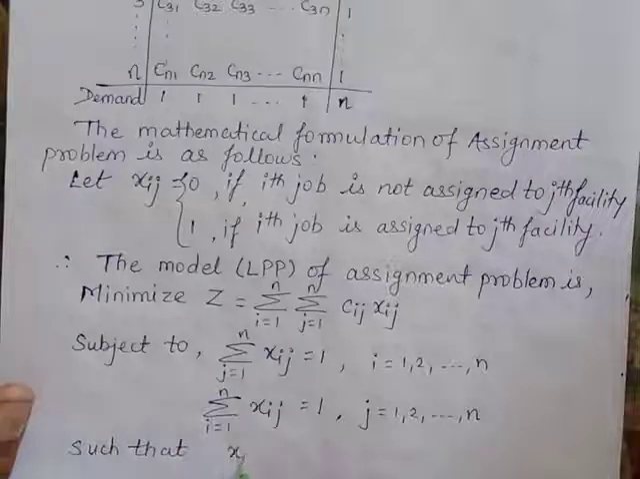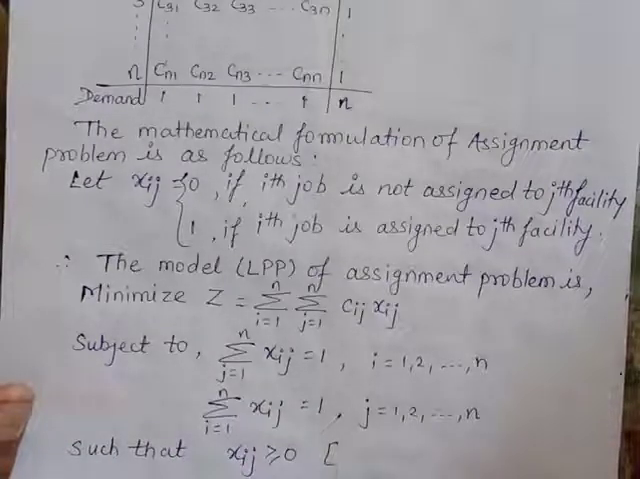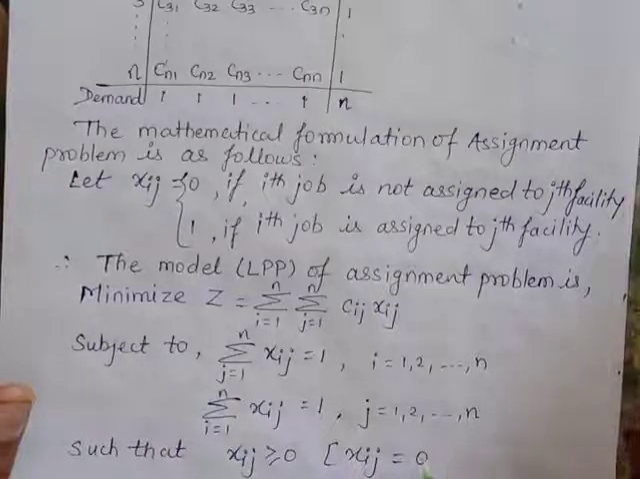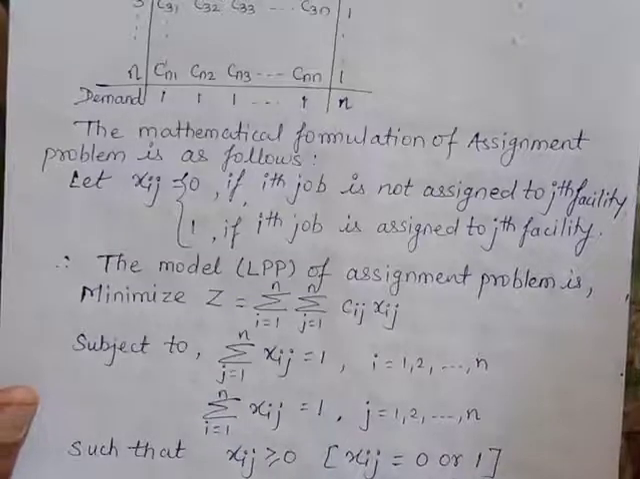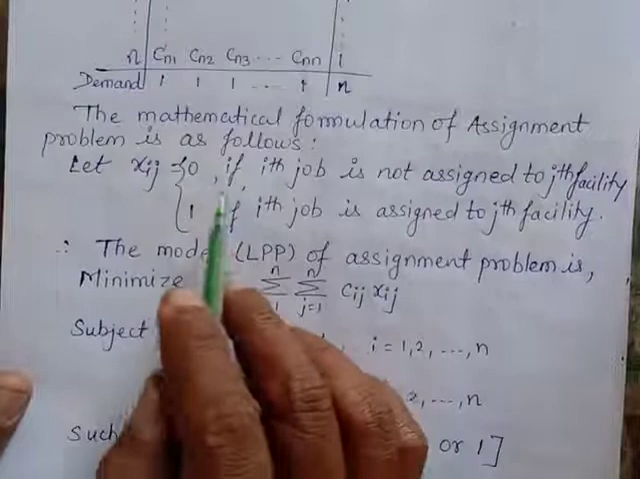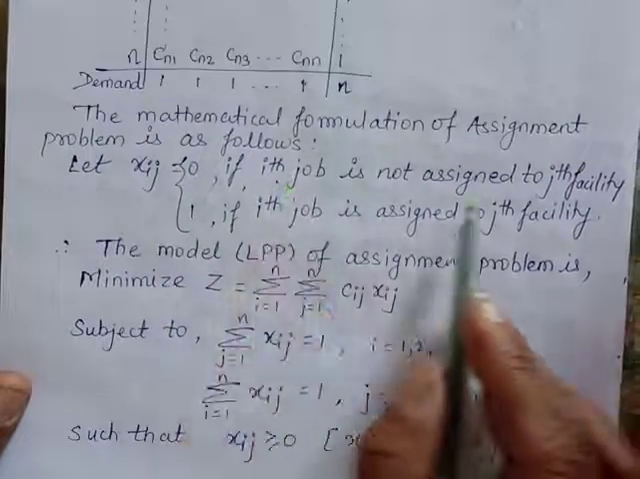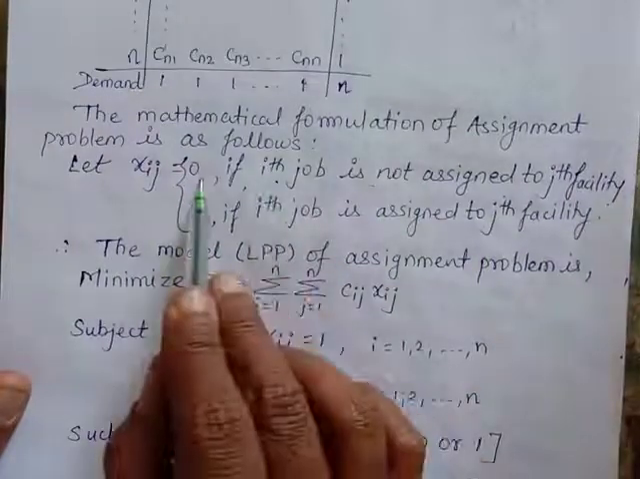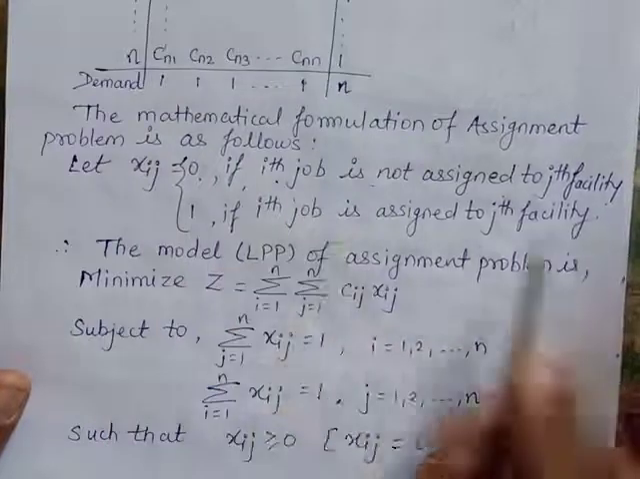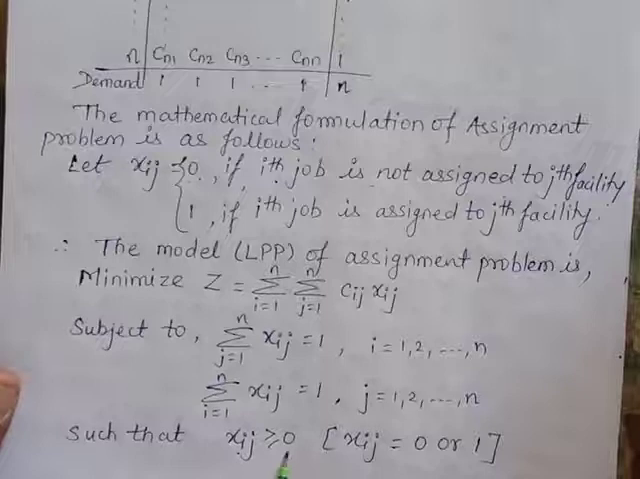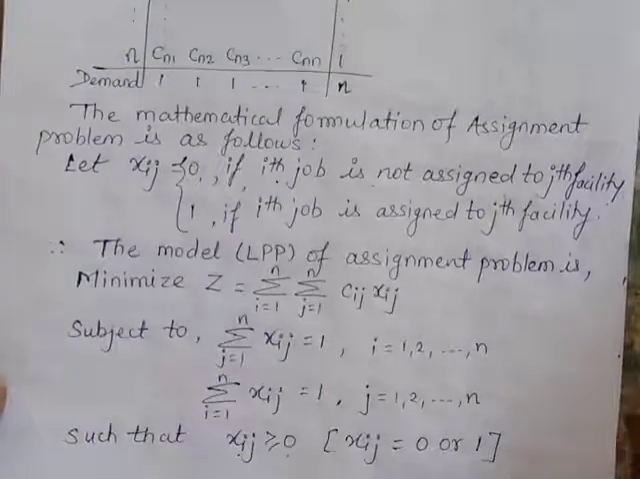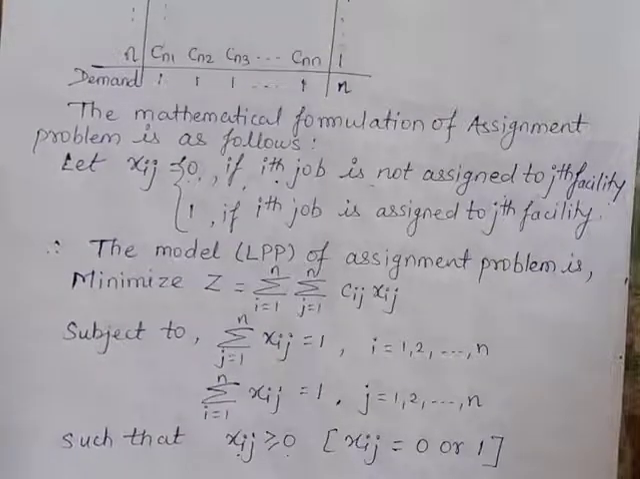Such that xij is greater than or equal to 0. Here this xij is either 0 or 1 basically. According to our assumption, if ith job is not assigned to jth facility, then it will be 0. If ith job is assigned to jth facility, then it will be 1. It doesn't have any other value. It will be greater than or equal to 0, but it is either 0 or 1 only. These are the possibilities here.